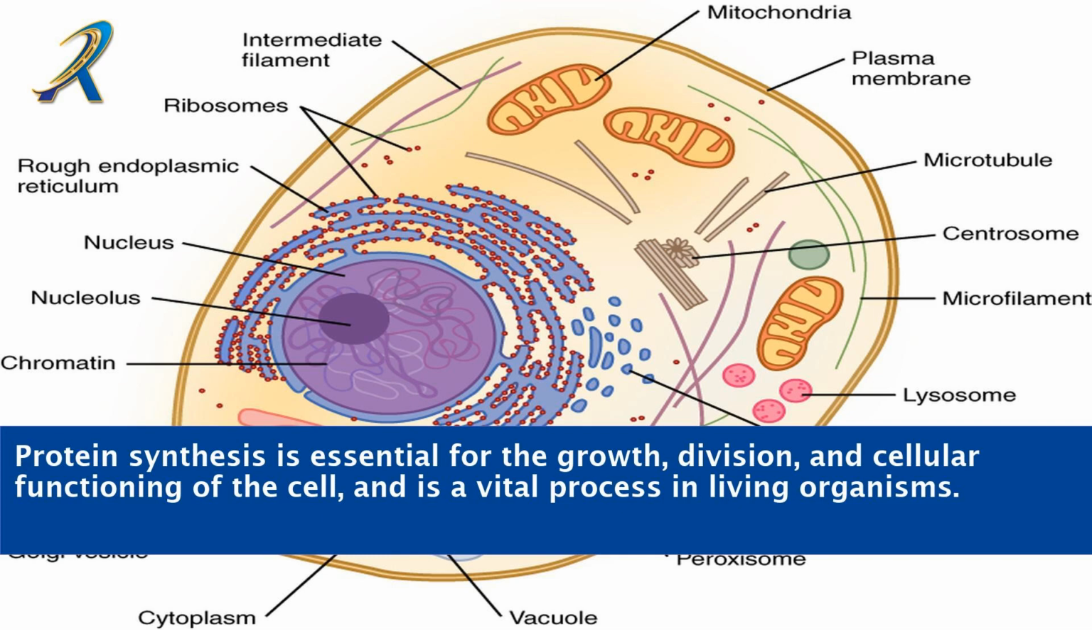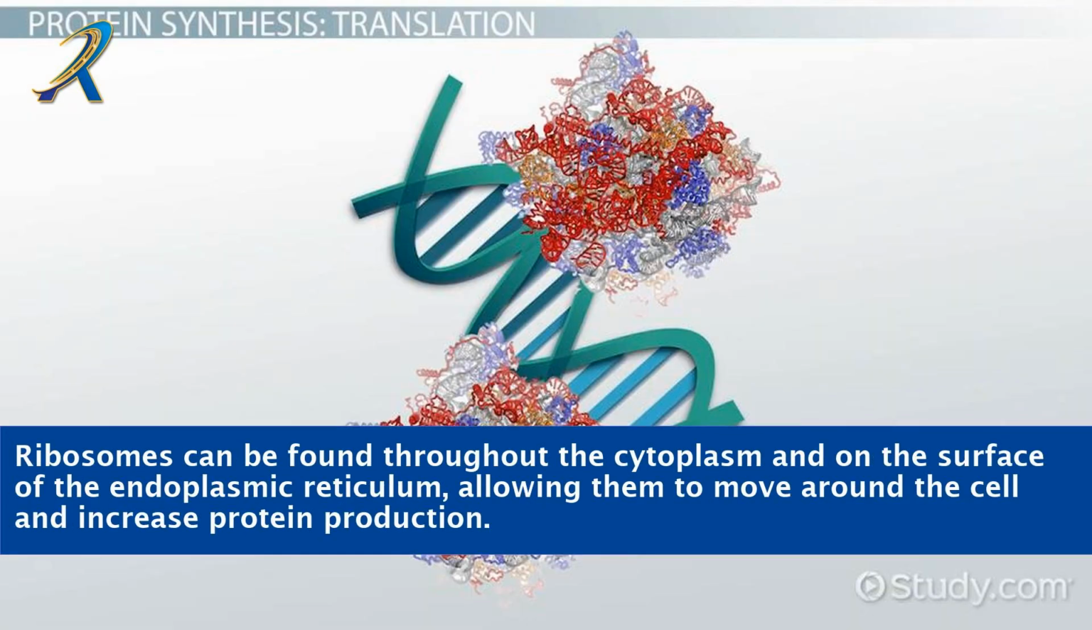Protein synthesis is essential for the growth, division, and cellular functioning of the cell, and is a vital process in living organisms. Ribosomes can be found throughout the cytoplasm and on the surface of the endoplasmic reticulum, allowing them to move around the cell and increase protein production.